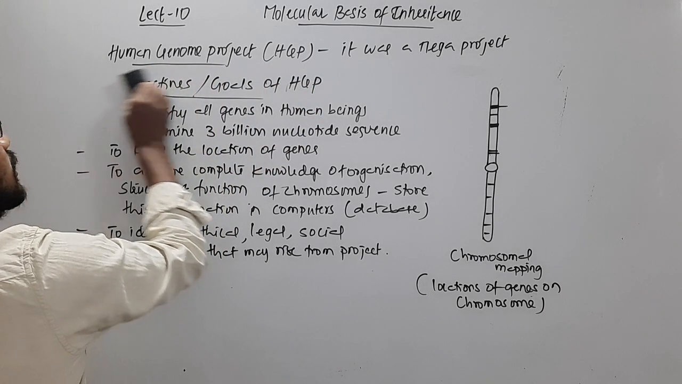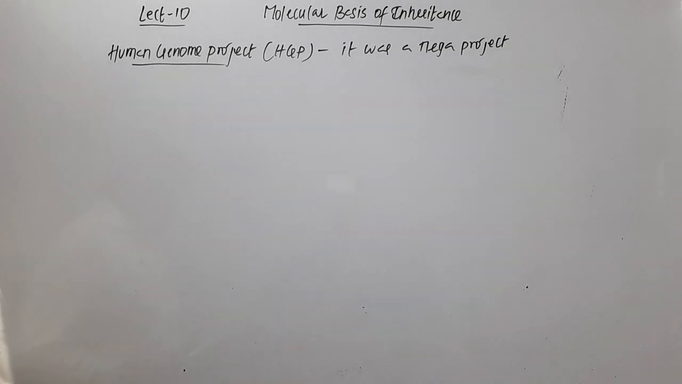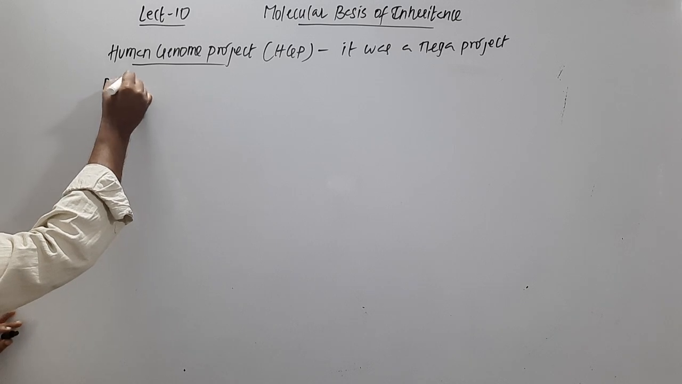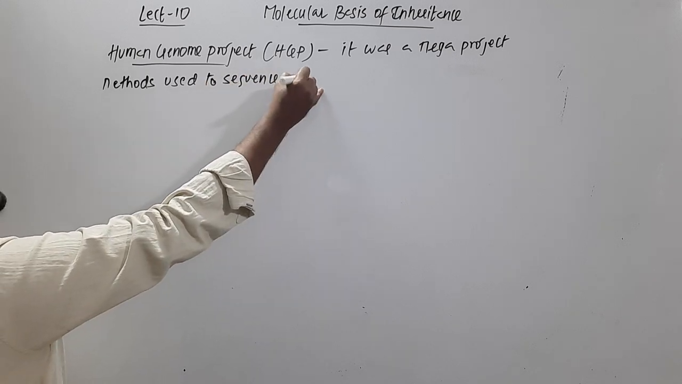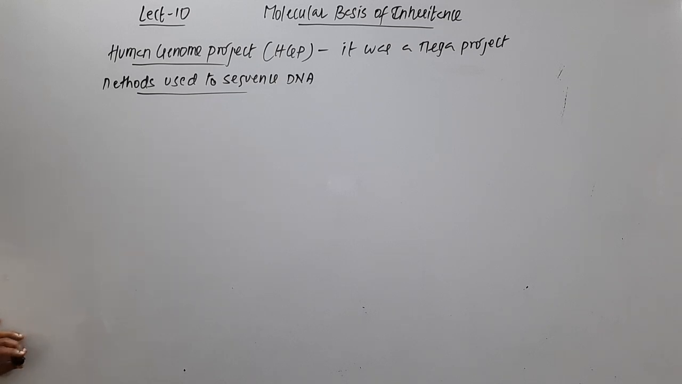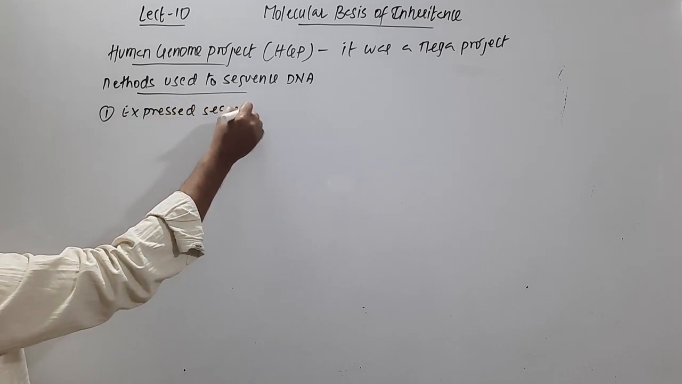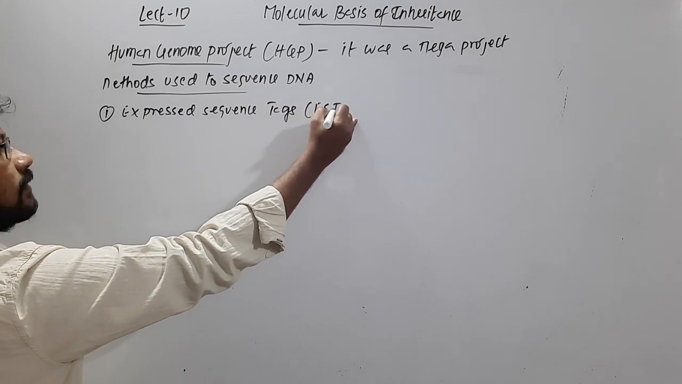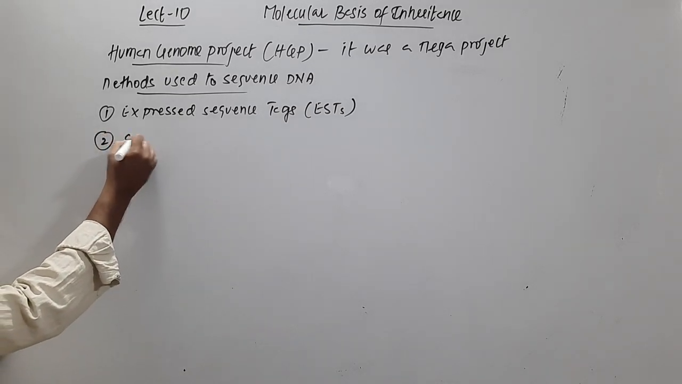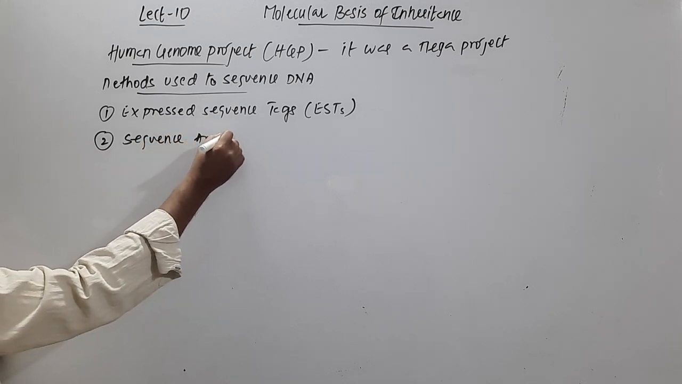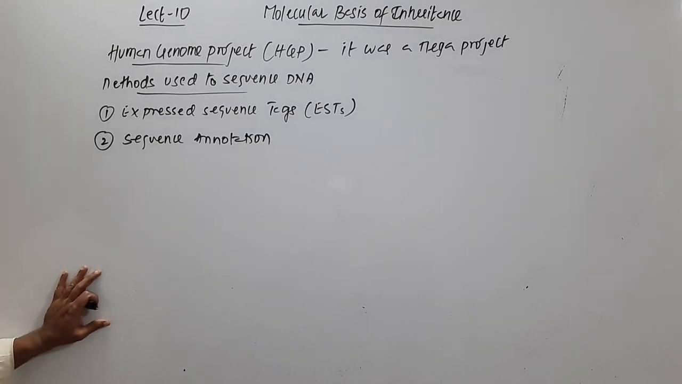So now we will see the different methods that are used in sequencing the DNA. So let's see the methods used to sequence DNA. Here they follow two methods. One is expressed sequence tags, or ESTs in short, and the second one is sequence annotation. These are the two methods they have followed to sequence the complete DNA.